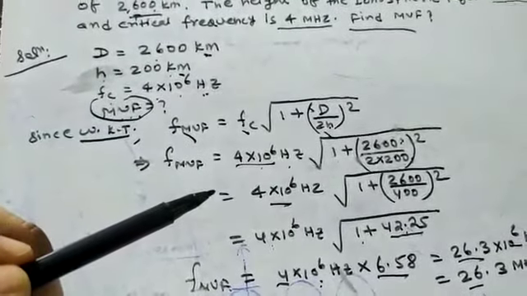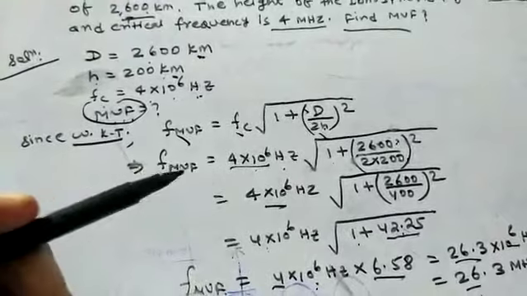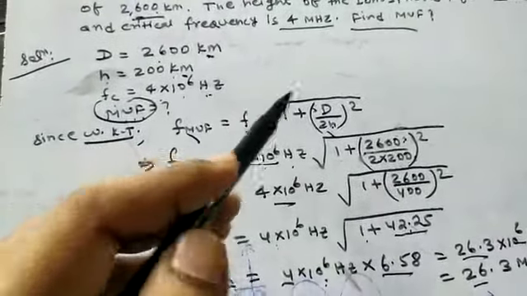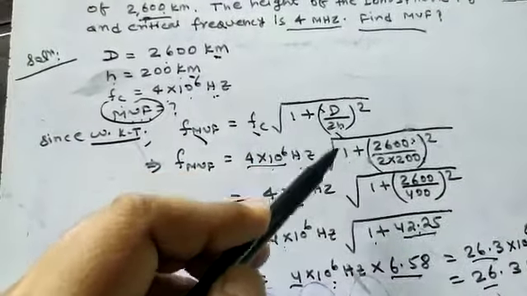In my next session I will discuss a few more numericals based on the application of the maximum usable frequency, critical frequency, the distance between transmitting and receiving points, and the ionospheric height.